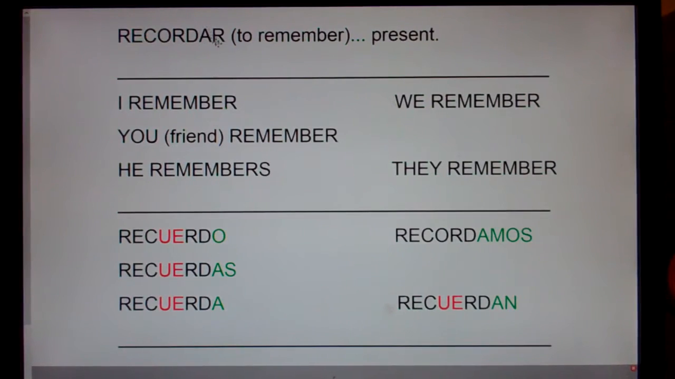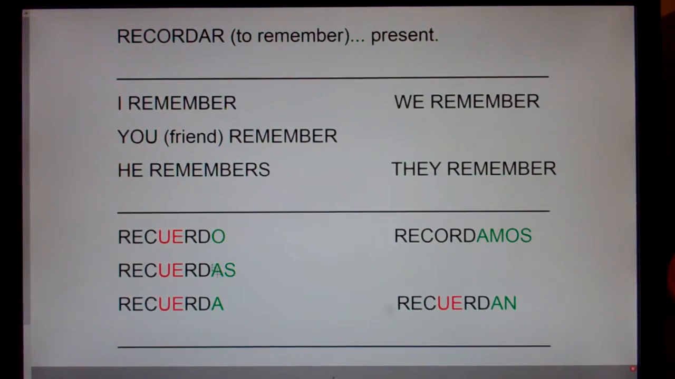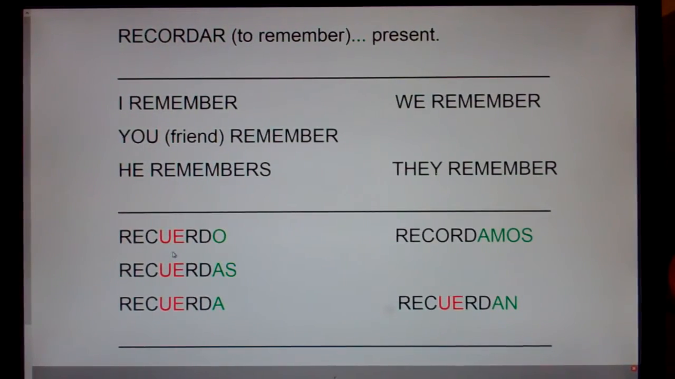Now, it's an AR verb in the present tense, so expect to chop off the AR and add O, AS, A, AMOS, AN. And you can tell by the green letters that that's what we've done. Those are the endings you expect for a regular AR verb. But notice, red means tricky. You might want to study this.